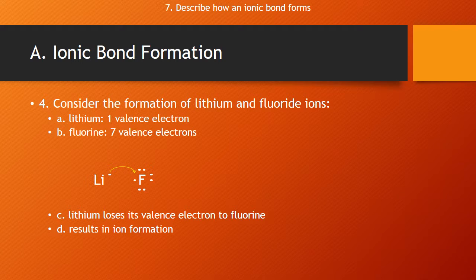So what this results in is ion formation. Lithium lost an electron, fluorine gained an electron. So we formed ions. We now have a lithium ion with a 1 plus charge. We have a fluoride ion with a 1 minus charge, because lithium lost an electron and fluorine gained an electron.